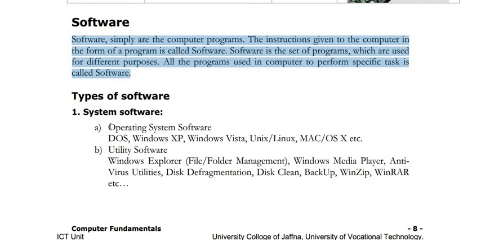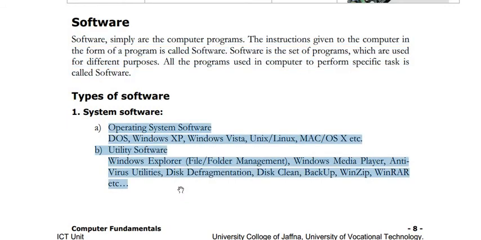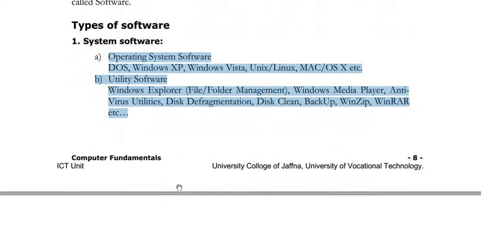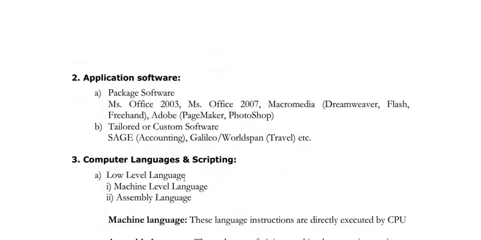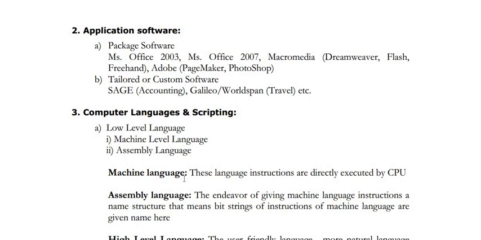Types of software. 1. System software. A. Operating system software: DOS, Windows XP, Windows Vista, Unix/Linux, Mac OS X, etc. B. Utility software: Windows Explorer, file and folder management, Windows Media Player, antivirus utilities, disk defragmentation, disk cleanup, backup, WinZip, WinRAR, etc.